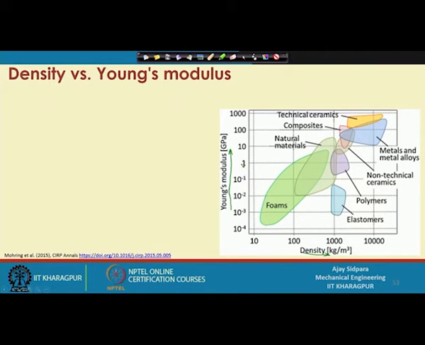What we need is a high Young's modulus, so it should not deform under any type of external forces or different types of stresses, and our density, that means our weight, should be low if possible, because we want a light structure also. To get both of these things, it is very difficult to find one particular material which will fulfill all the requirements.